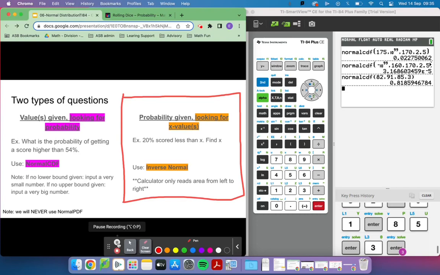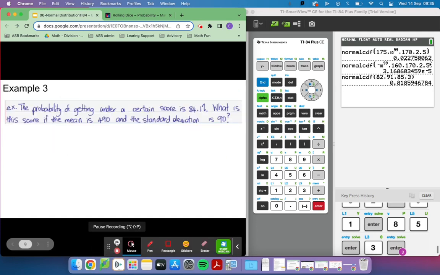Now, for our next example, we're going to be doing the second type of question, which is looking at inverse normal. So we're going to be using the other function on our calculators. So the example is, the probability of getting under a certain score is 84.1%. What is this score if the mean is 490 and the standard deviation is 90?